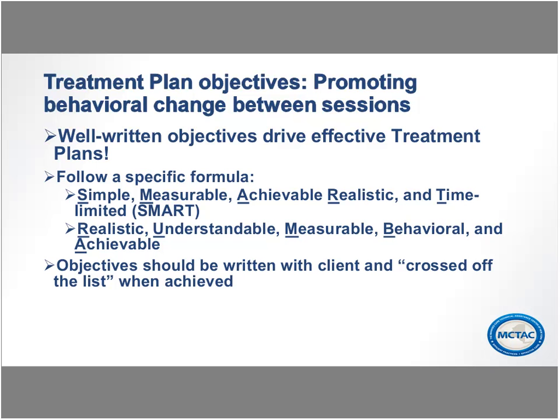The two acronyms we like to use, and you can use either one, are SMART: simple, measurable, achievable, realistic, and time-limited, or RUMBA: realistic, understandable, measurable, behavioral, and achievable. Notice they're pretty interchangeable, those two acronyms, but it's good to have the guidance to use one or the other. Again, these objectives should be written with the client and then crossed off the list when achieved. This, in our conversations with both Manuela and managed care, shows that treatment is moving forward and that change is happening and things are happening that are different in Manuela's life as she moves toward recovery.